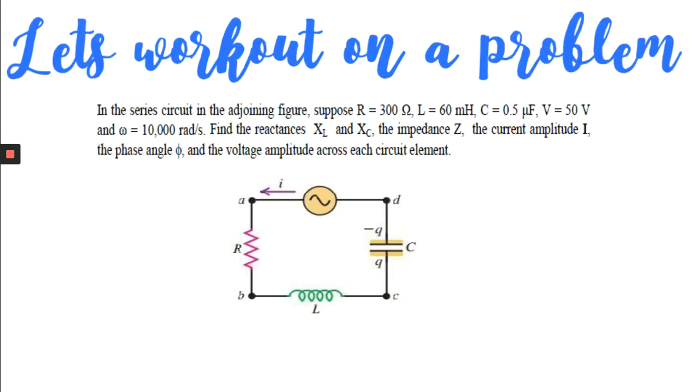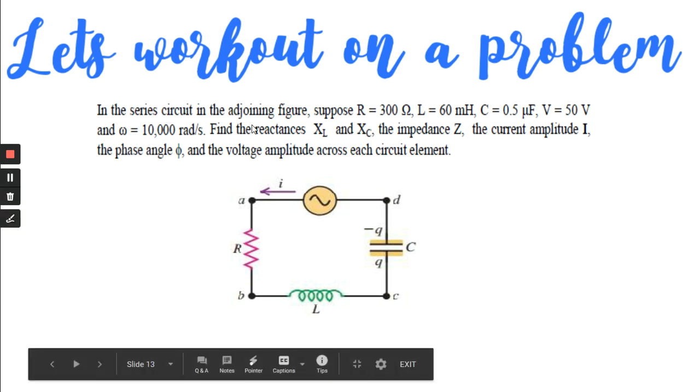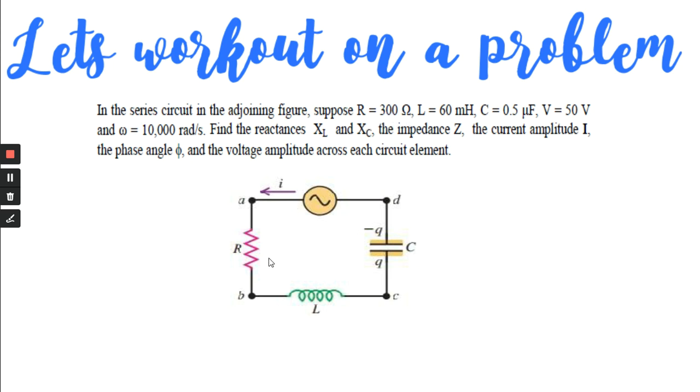Now let us work out a simple problem here. What is asked in this series circuit? Suppose your R is 300 ohm, L is 60 millihenry, C is 0.5 microfarad, the source voltage is 50 volt and omega is 10,000 radian per second. Find the reactances XL, XC, the impedance Z, the current amplitude I, the phase angle phi and the voltage amplitude across each circuit element. So it is very simple.